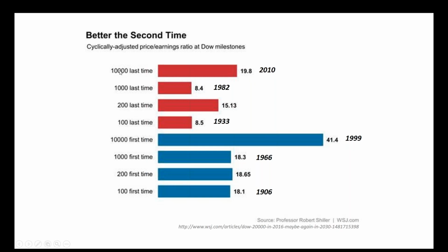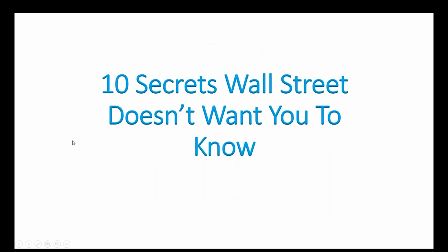100, 200, 1,000, 10,000, what happens when it hits those big round numbers? There's a correction, and it takes a long time for it, then it meanders down, and then it comes back up, and it takes a long time to come back up to that round number again. So we've hit 20,000. Guess what that's an indicator of? Oh my gosh, that's what it's an indicator of.